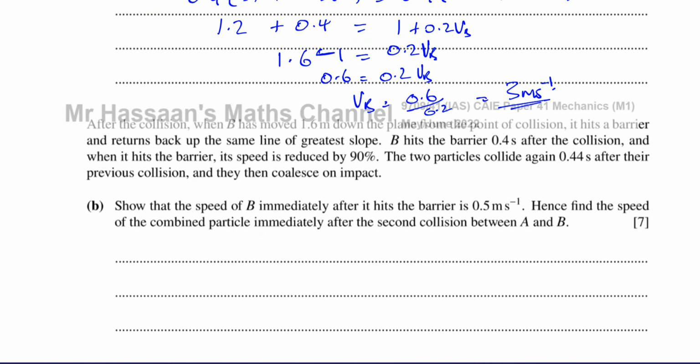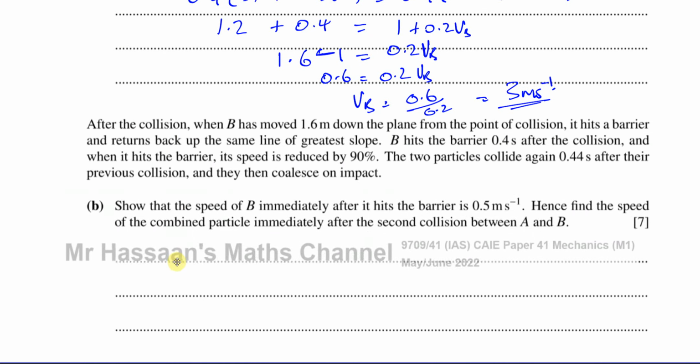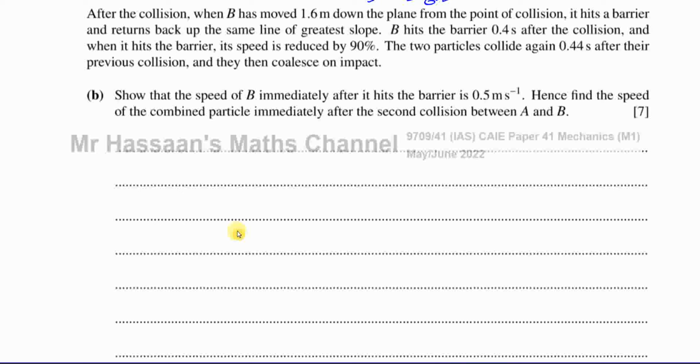Then after the collision, when B has moved 1.6 meters down the plane from the point of collision, it hits a barrier and returns back up the same line of greatest slope. B hits the barrier 0.4 seconds after the collision, and when it hits the barrier, its speed is reduced by 90%. So it loses 90% of its speed at the point when it hits the barrier.